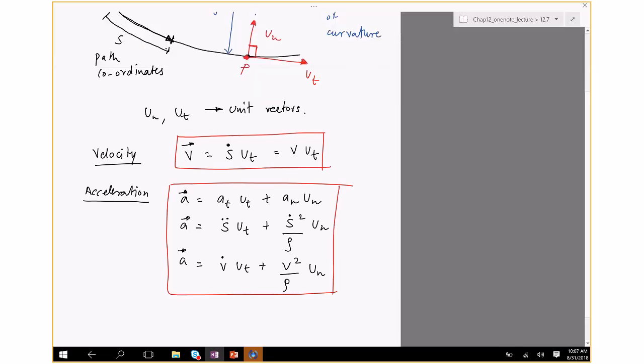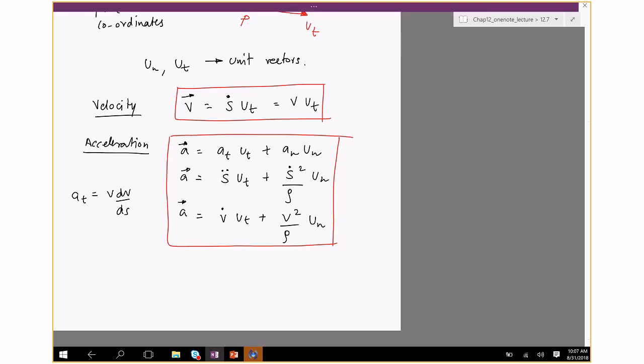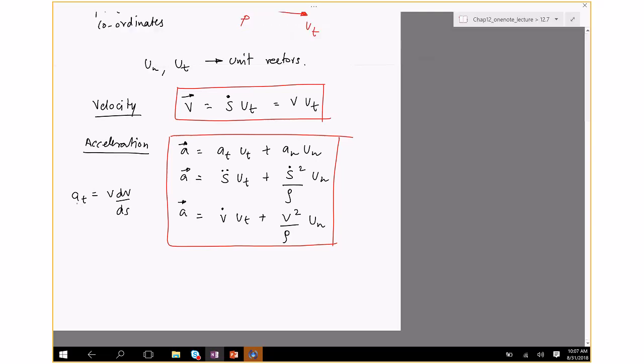Okay, one formula we've been using quite a few times in this course is acceleration is v dv ds, and that's useful if you want to find velocity as a function of displacement. You could use v dv ds with these formulas. You should remember it's only a_t which is equal to v dv ds. So if you're using v dv ds, you only have to use a_t with it. Don't use a_n, because that describes how the path changes along the coordinates.